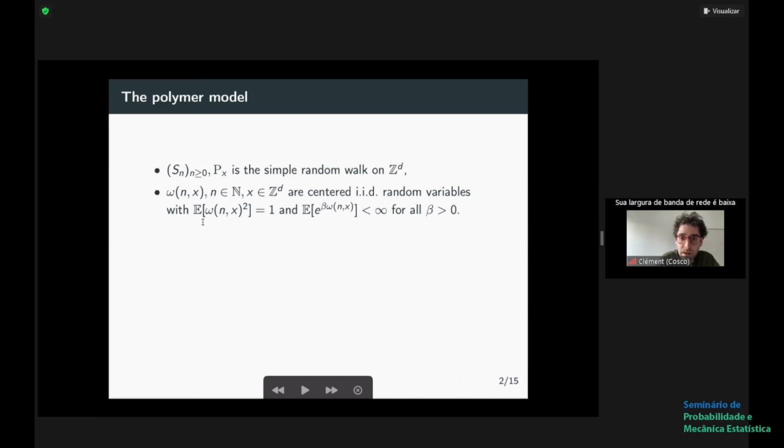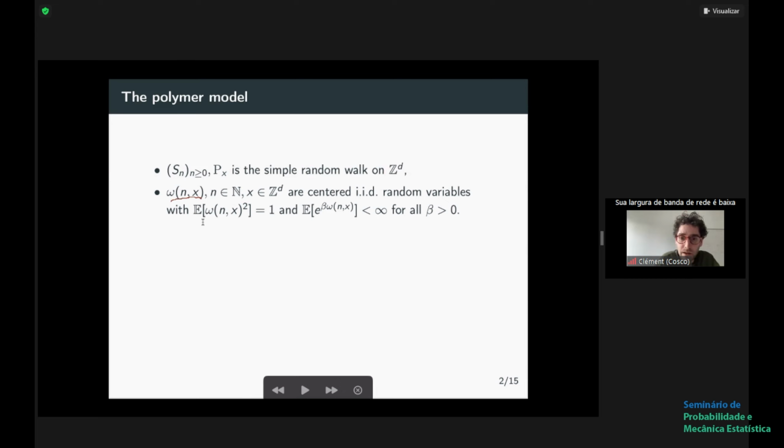And what we define is a tilt on the polymer measure. So maybe I can put some d's here. So instead of looking at the usual law of the simple random walk, we tilt a bit its measure by introducing some rewards that is given by an energy which is given by this sum here.